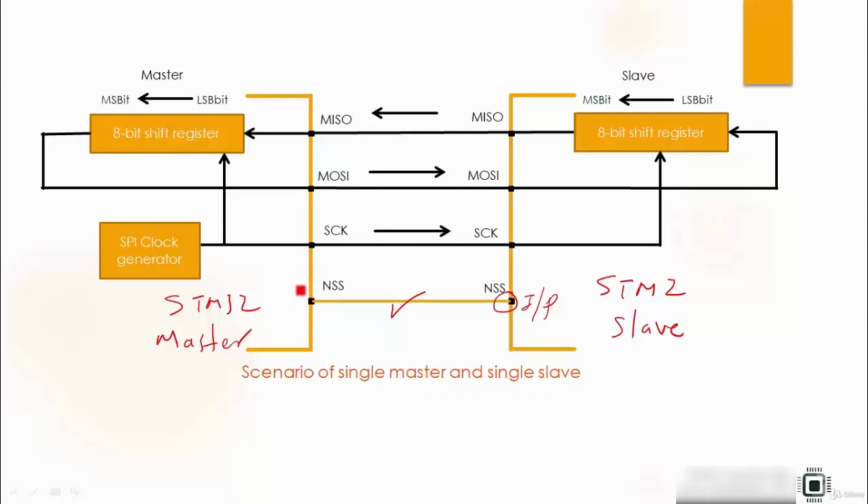From the master side, what you have to do is make the NSS an output. This is very important, because if you make this an input, then it is actually to detect multi-master collision when you use the microcontrollers in multi-master circuits. So let's not discuss that scenario, but make sure that you make the NSS always output. All right, let's move forward.